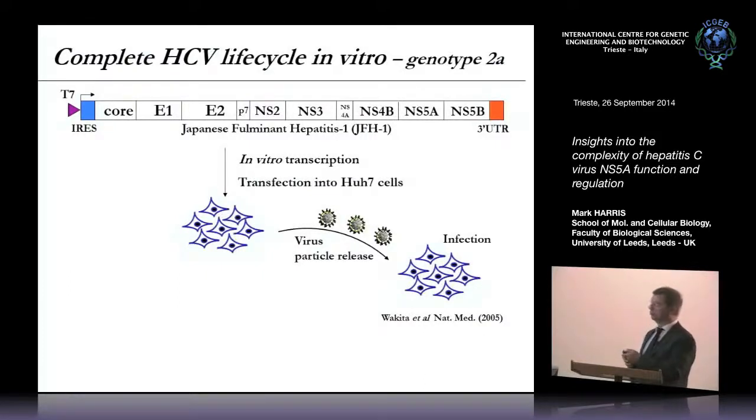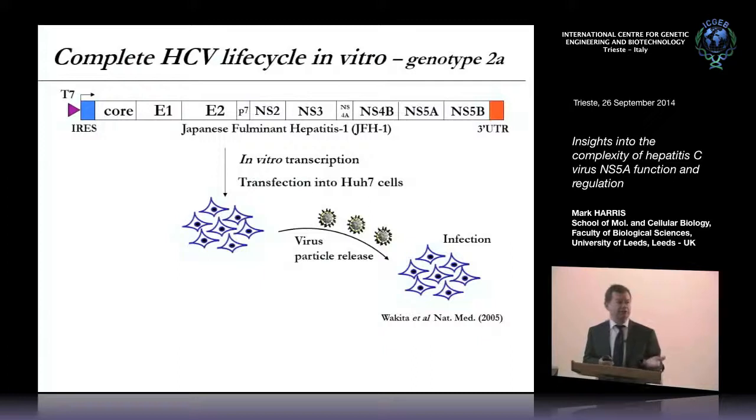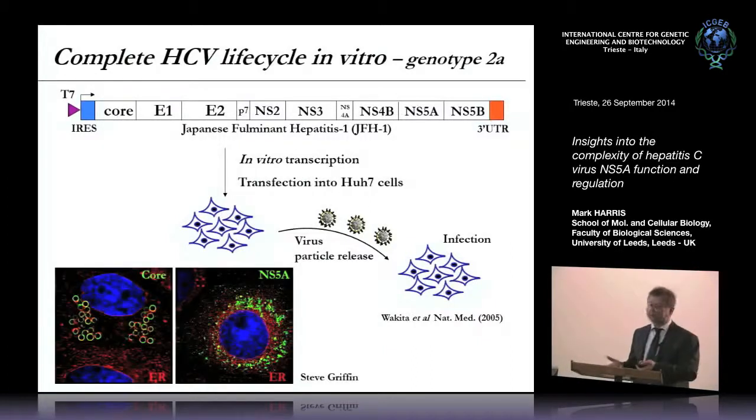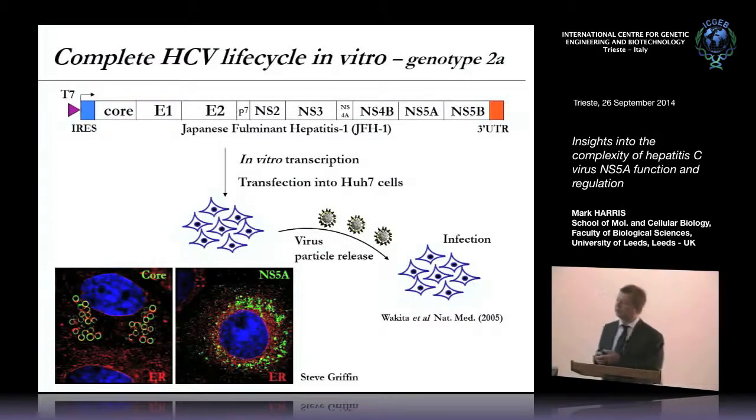So you can then take those virus particles and reinfect new cells, or reinfect chimpanzees when we were allowed to do chimpanzee experiments. This is a major breakthrough, and this just shows you an image of cells infected with JFH1. You can see NS5A again in that punctate staining, and this is the core protein, the capsid protein, which surrounds lipid droplets within the cell. I think this is quite a beautiful image of those lipid droplets perfectly surrounded by the core protein. So this really provided the systems by which we can start to understand how this virus replicates in cells. We can understand the functions of the various proteins.